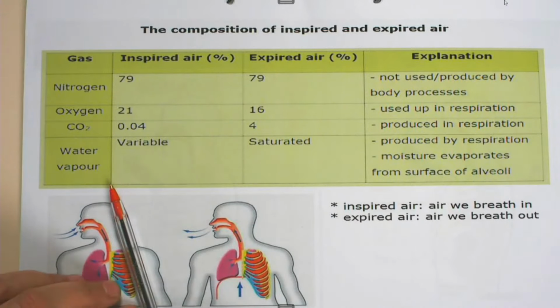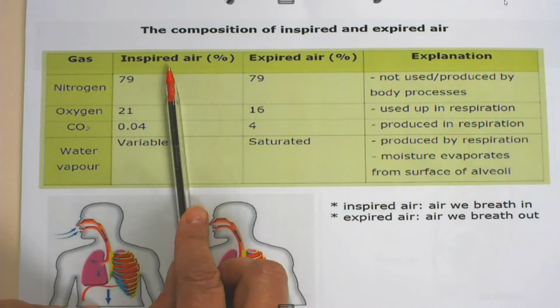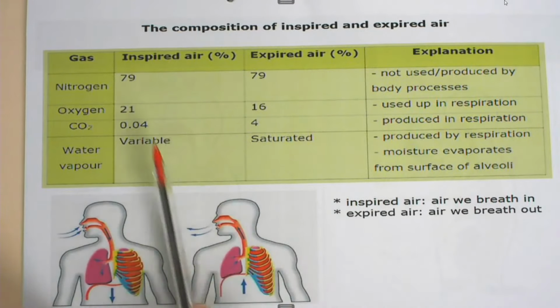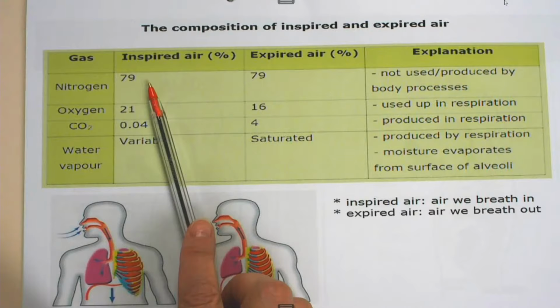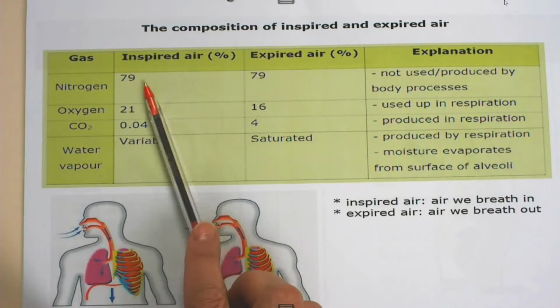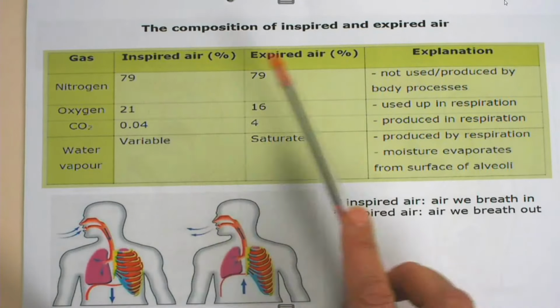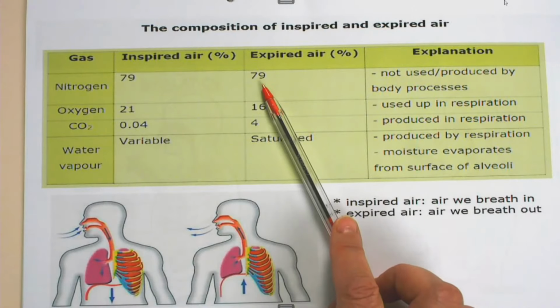All right, so now inspired air, air that you are breathing in. Here we have it. Inspired air we breathe in. Expired air we breathe out. Let's have a look. When we breathe in, nitrogen they say is more or less 79%. When we breathe it out, it's 79%.